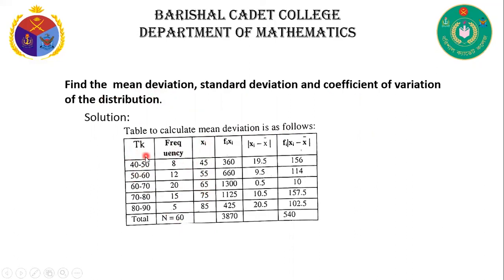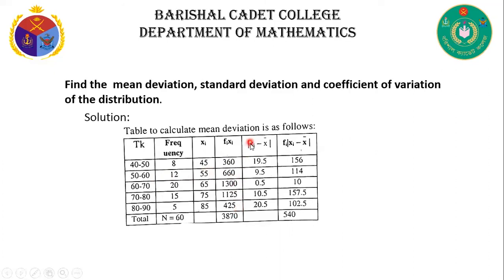Now multiply fi xi. Fi means frequency, and xi here given, multiply these two terms. Then we can write 45 into 8, that means 360. 12 into 55, that means 660. Also in the same way, we can write this data.